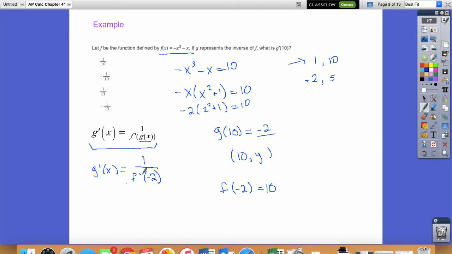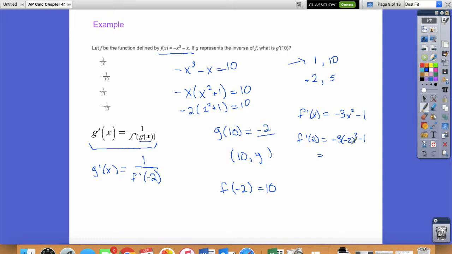Now pay attention because this says derivative. So that means we need to actually find the derivative of f of x. So the derivative of negative x cubed is negative 3x squared, and then minus 1. So now we're going to find what the derivative of f of x is when x equals 2. Sorry, negative 2.